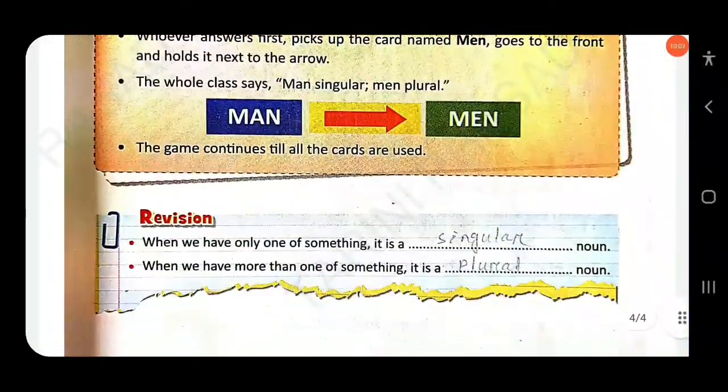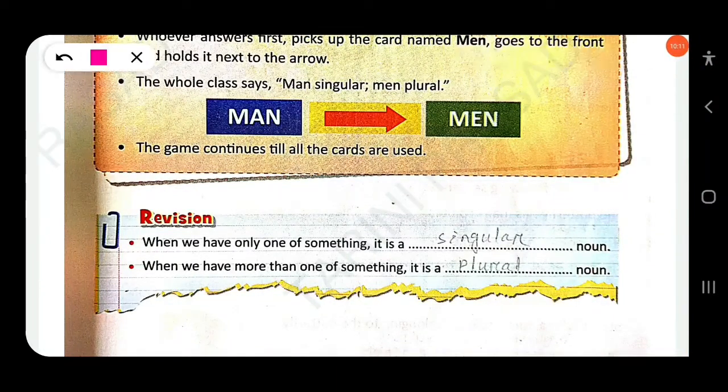Then next, revision: when we have only one of something, it is a singular noun. When we have more than one of something, it is a plural noun. Clear?